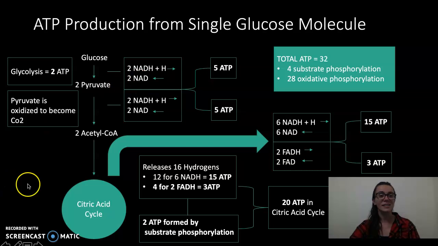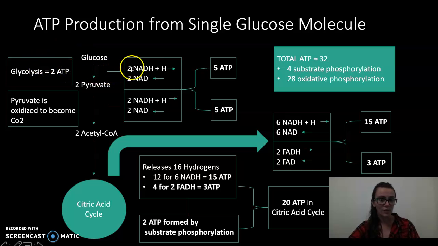Okay. So this is going to be ATP production from a single molecule of glucose. So it's glycolysis here. We're going to start up at the top. At the top you can see glucose. And as we go through glycolysis to produce the 2-pyruvate, it's going to be a yield of 2 ATP.